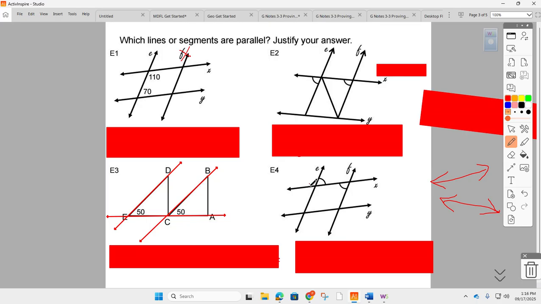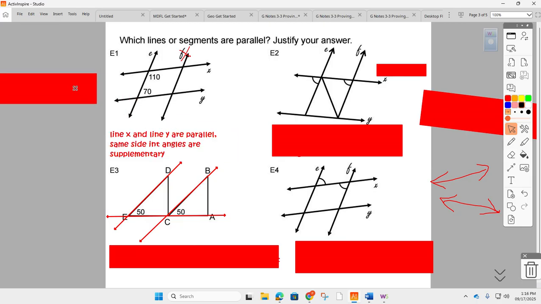So if there's a special relationship between these 2 angles, those equal 180, and so that means they're supplementary. What kind of angle pair are those? Same side interior. So what we're saying is, if these same side interior angles are supplementary, then line X and line Y are parallel. Line X and line Y are parallel. Same side interior angles are supplementary.